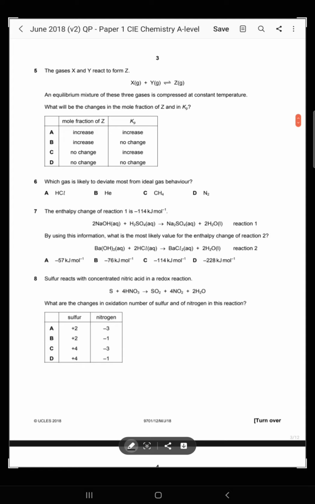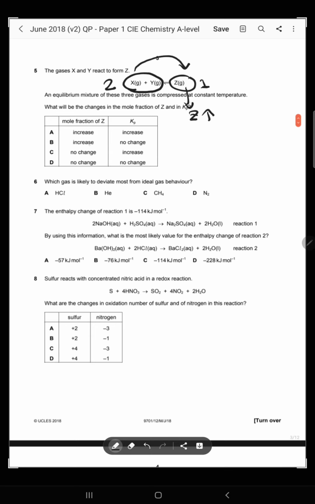So I want to compress them. If I compress them, there are 2 moles of gases on the left-hand side and 1 mole of gas on the right-hand side. When pressure is increased, the equilibrium shifts from higher number of gases to lower number of gases. So equilibrium shifts to the right. The yield of Z is going to start increasing. So mole fraction of Z is obviously going to increase, whereas the Kp value will remain unchanged. The Kp value will not change because Kp only changes when temperature changes. That is the only time Kp is going to be affected.